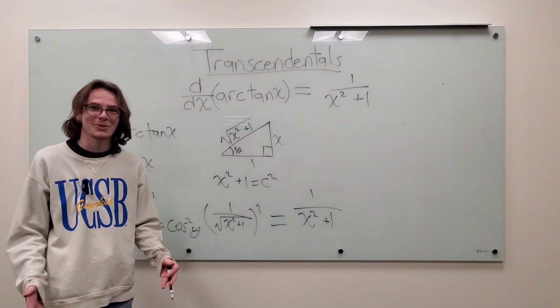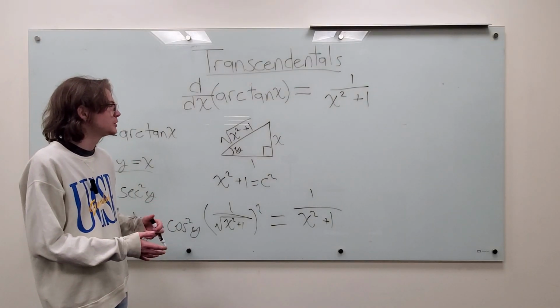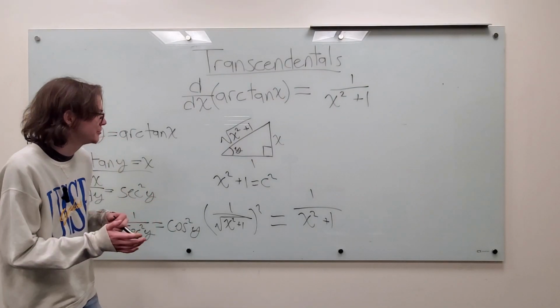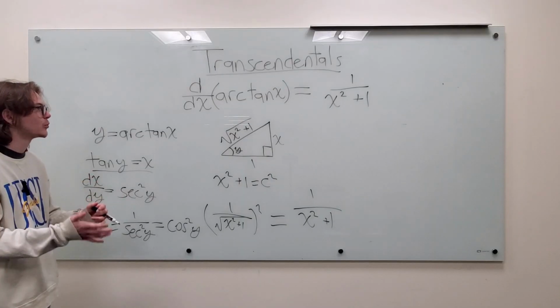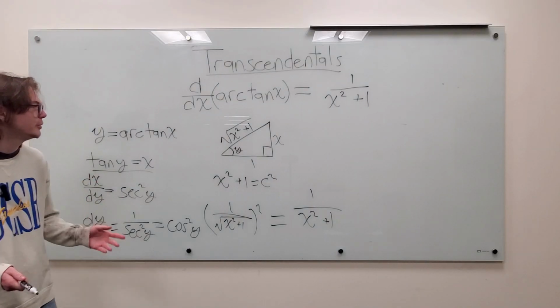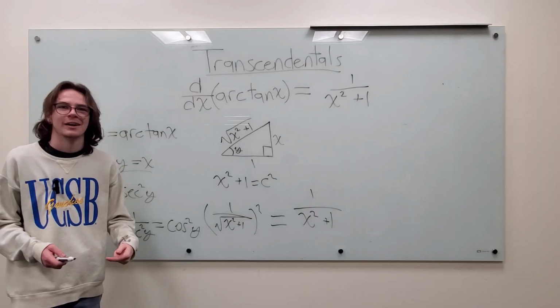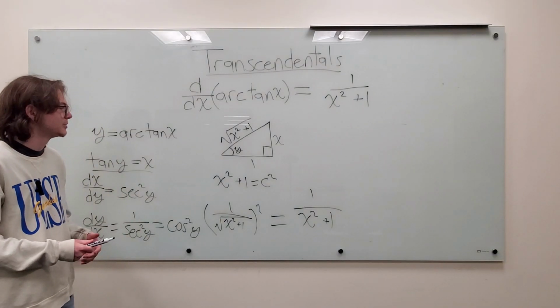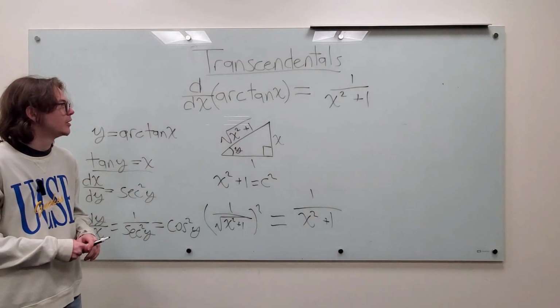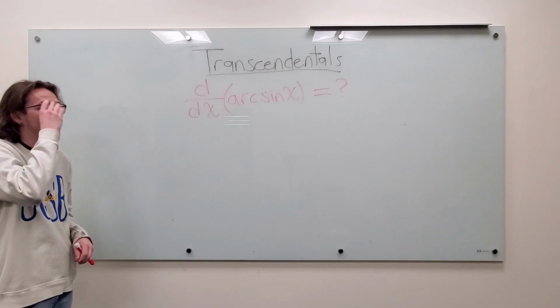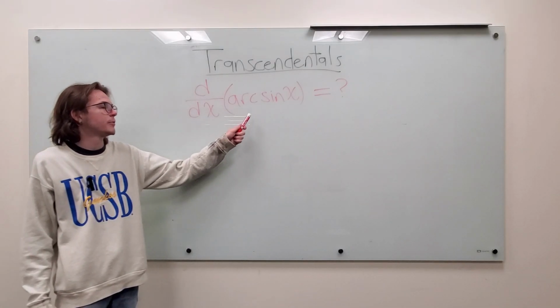Man, isn't that so cool? We did not use first principles. We did not use any sort of weird algorithm to try and find this. We just simply used what we know from geometry about angles and triangles to find the derivative of the arctangent function. So next up, we're going to try and find arcsine.